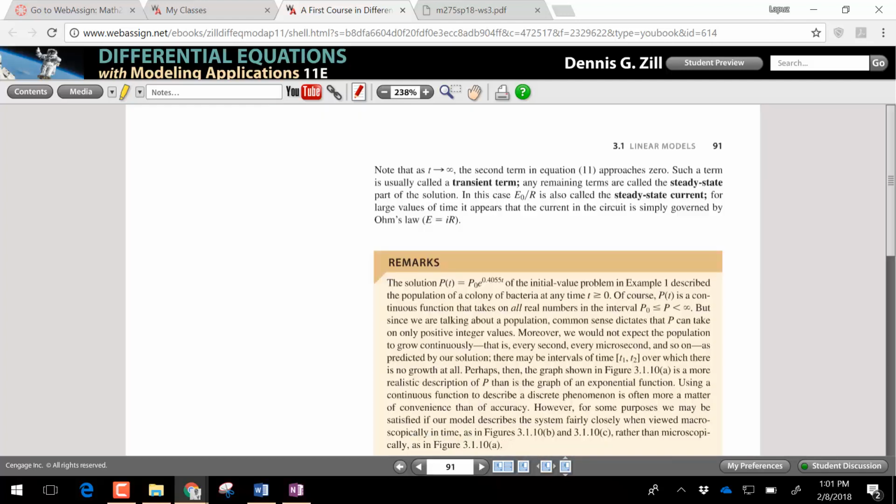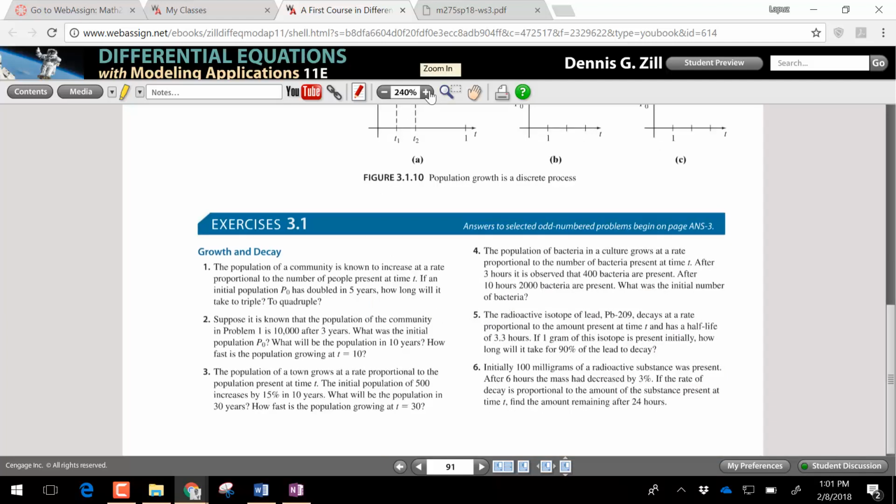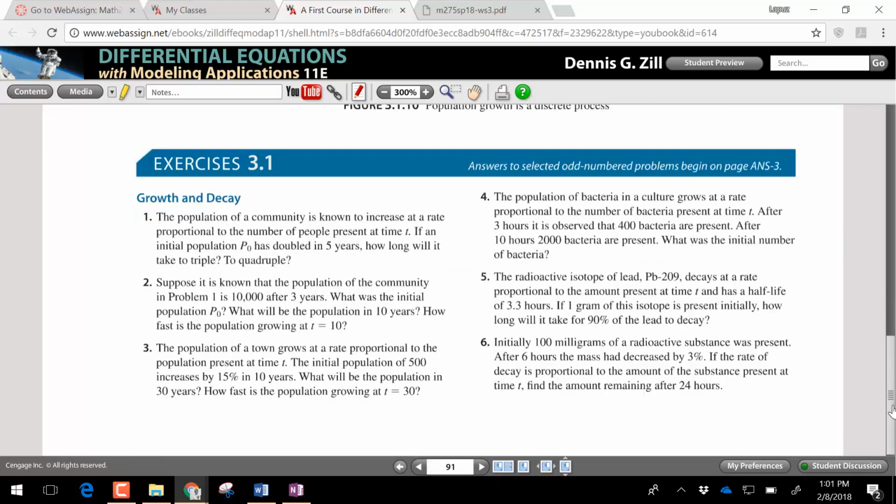So there's a handful of really simple problems that we could start with, the growth and decay, and you probably have seen these problems back in calculus or maybe even pre-calculus. Let's pick a problem here, number 5 or 6 maybe. Any suggestions?